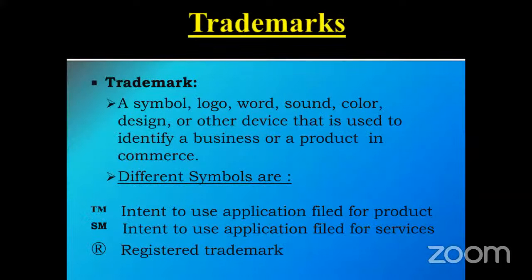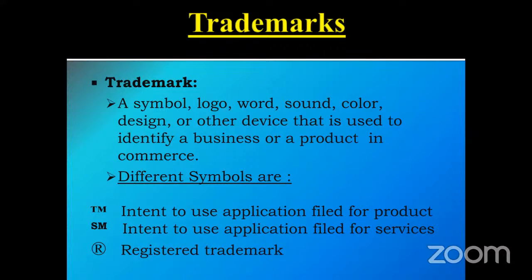So what is a trademark? It may be a symbol, it may be a logo, it may be any word, it may be a sound, it may be a color, it may be a design, which is used to identify a business or a product in commerce. You can take any product, a Bisleri bottle, any cold drink bottle, any pharmaceutical product. That has one trademark. It may be in the form of a symbol, a word, or a logo.